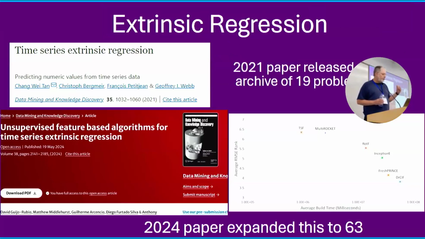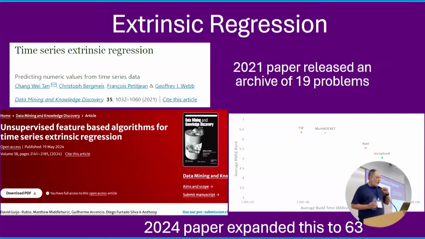This was proposed first by Geoff Webb and his group, with Chang Wei Tan as lead, in a paper in 2021. And I reckon they inserted this term extrinsic because it got reviewed by a bunch of forecasting people. So we know what time series regression is. What are you talking about? It's not a new thing. It's got to differentiate. So it has this term extrinsic regression. Chang Wei came to UEA, and we worked with a bit of it before this, but they released this archive of 19 problems in 2021. The core finding really was you couldn't actually outperform standard machine learning techniques, right?